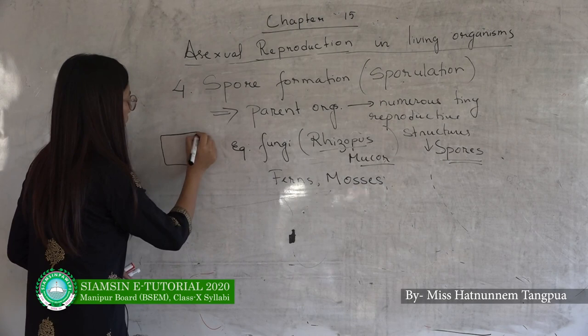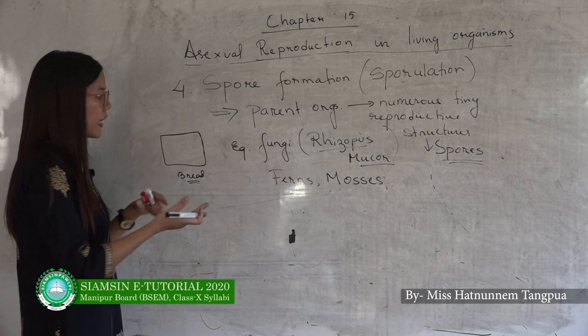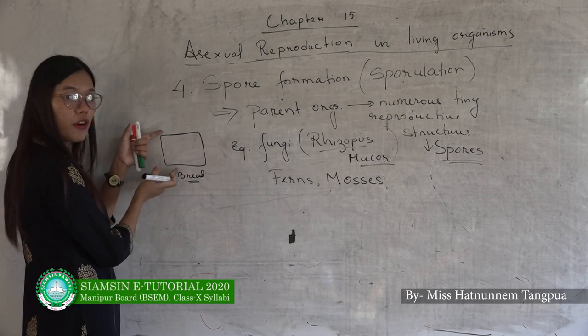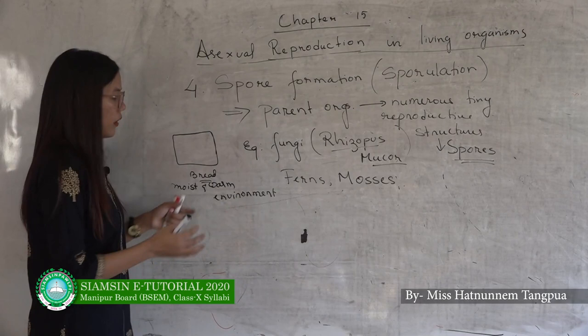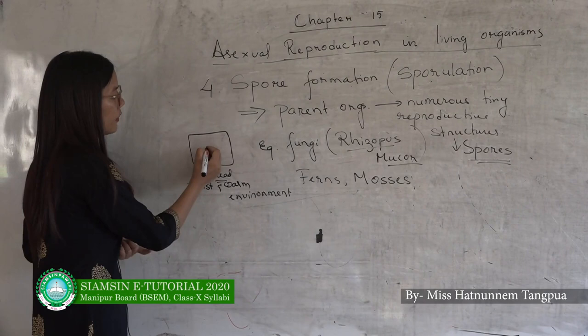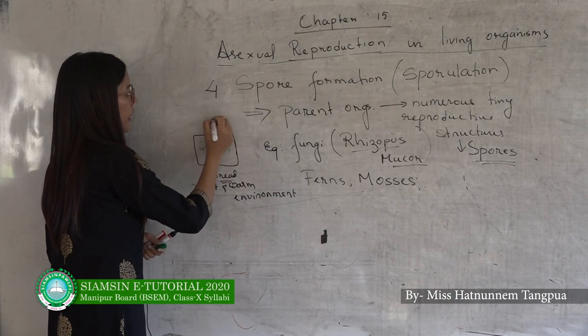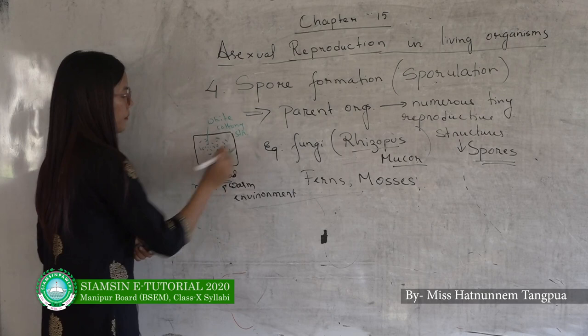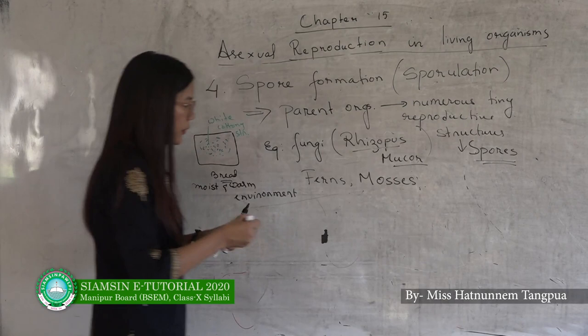Take a slice of bread. If you keep this piece of bread in a moist and warm environment, after one, two or three days you will find some white cottony structures. Later, it will turn black. If you take a little of it on a slide and look under the microscope, you will find something like this.